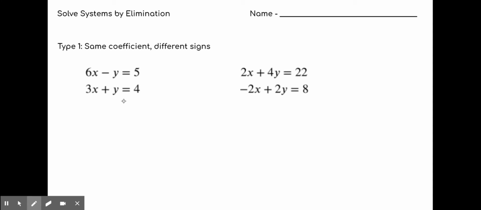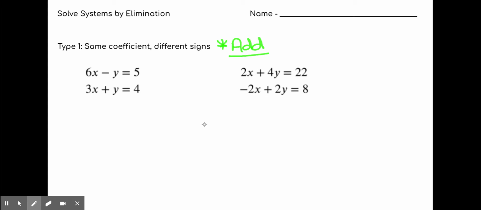You're going to be given two equations, and you're going to look for, first of all, the variable that has the same coefficient, and I mean the same number, but different signs. So I here have 6x minus y equals 5 and 3x plus y equals 4. Well, 6 and 3 are not the same number, right? But I have a minus 1 and a plus 1. So I have a 1 in front of both of the y's. So that's the same number, but they have different signs. I have a minus 1 in front of the first y and a plus 1 in front of the second y. When they have the same number but different signs, you are going to add the equations.